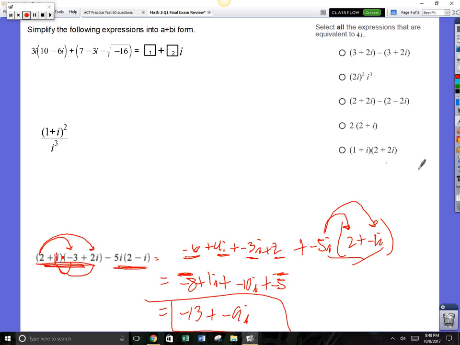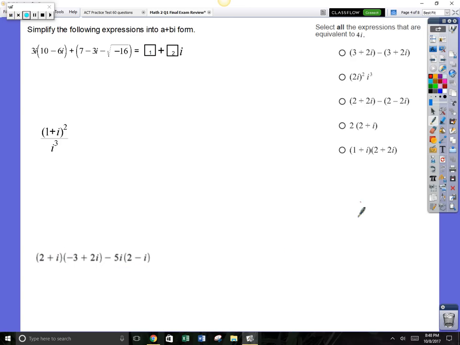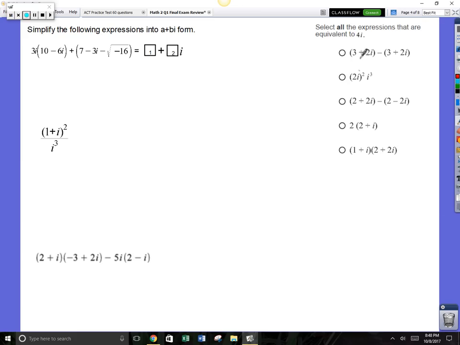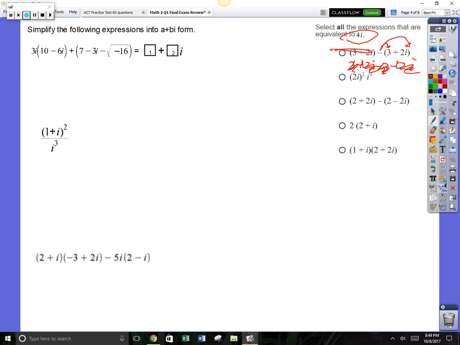Okay, now this one, you need to kind of work through each of them. And of the 5, there's really only one that's going to take some time. So work through them all. Check all the ones that give you a 4i when you're done. So this first one, you have to take that negative to both of those. So it's going to be 3 plus 2i subtract 3 subtract 2i. 3 subtract 3 is 0. 2i subtract 2i is 0. So it's not that one. So that one only took 2 seconds.